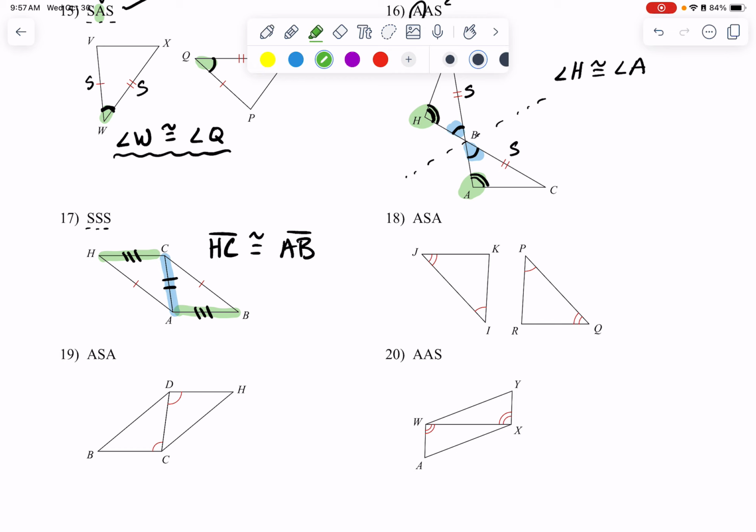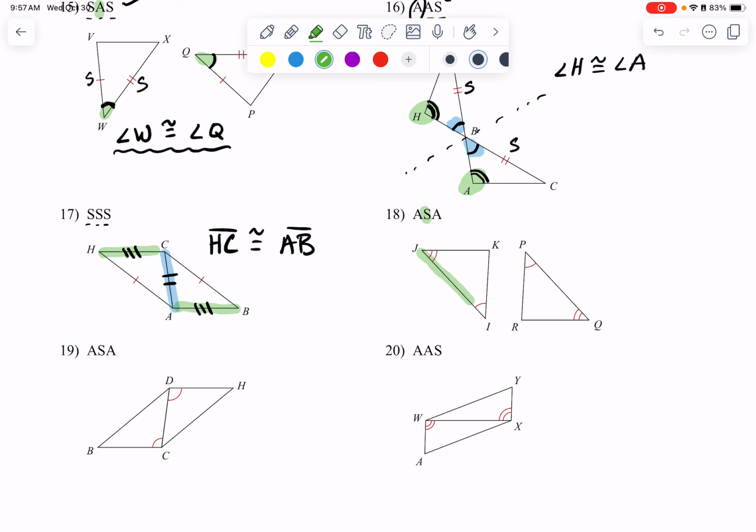For our next one, we're looking for a side between the two angles, and these two triangles are not overlapping. So what we need to do is find the missing side between the two angles that still isn't marked. For the left triangle, that would be JI or IJ. And for the right triangle, that would be PQ or QP. So we'll say JI and PQ needed to be marked congruent in order to fit this angle with the side between them.